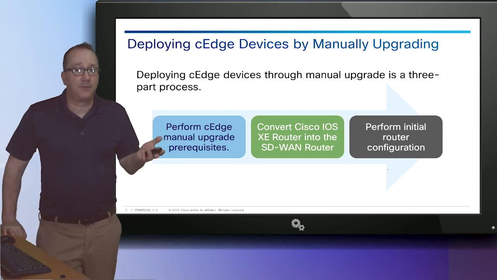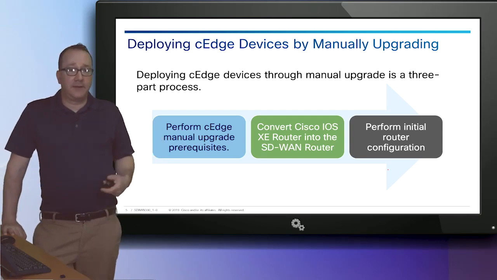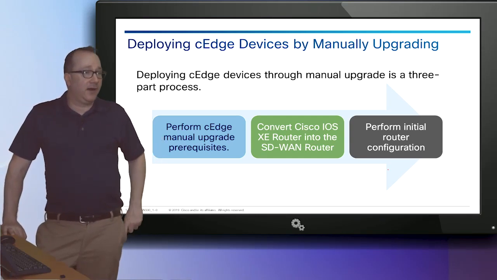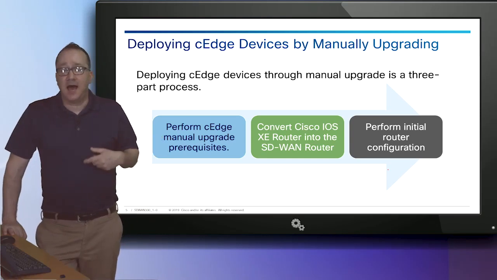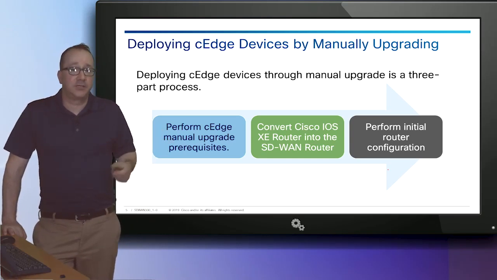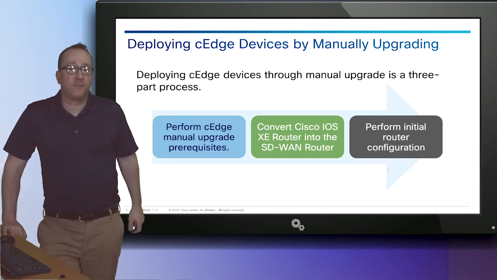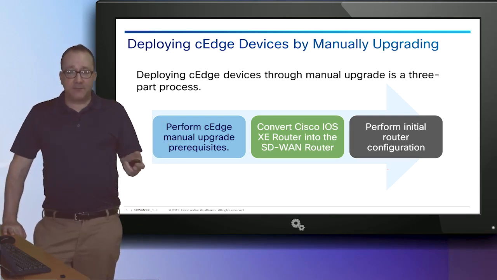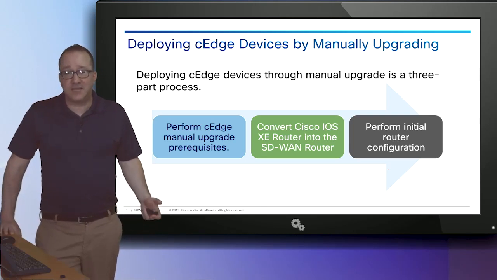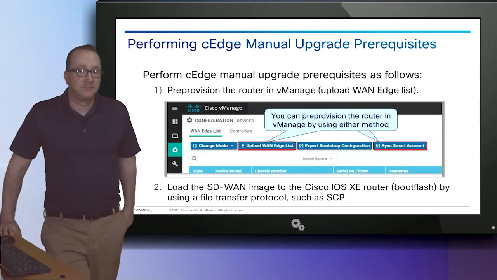So how do we do this? Manually, we're going to perform a cEdge manual upgrade, making sure we meet the prerequisites. Basically, we copy the IOS image onto the router, then reboot it, and then perform the initial router configuration. If you've ever upgraded IOS on a router, it's essentially the same process with a few extra steps.